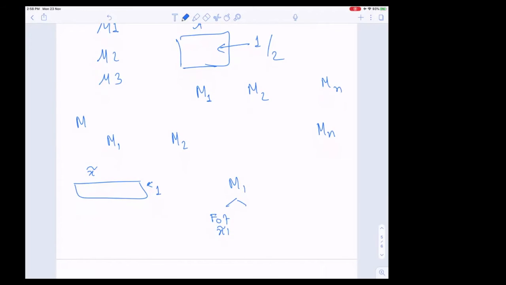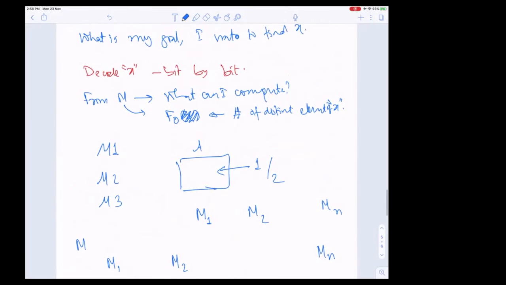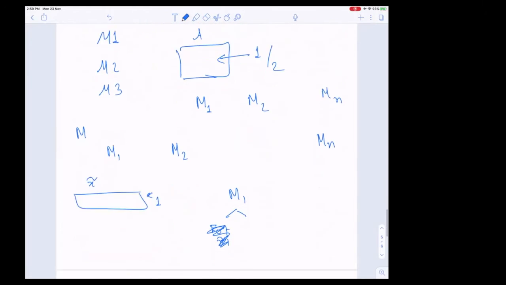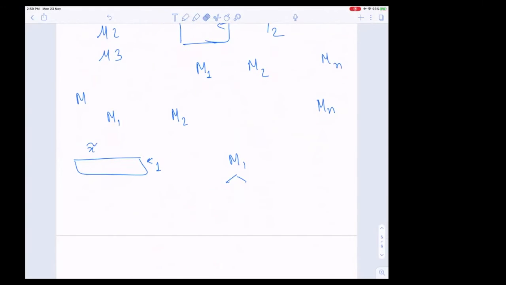Right? So looking at M1, what can I get? Let me use the F0 of M. Now what is F0 of M1? Either it could be equal to F0 of M, or it could be equal to F0 of M plus 1. When will this be equal to F0 of M?